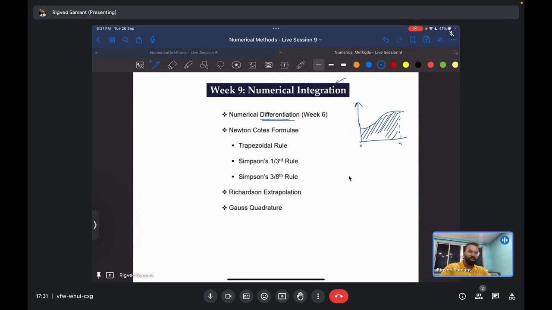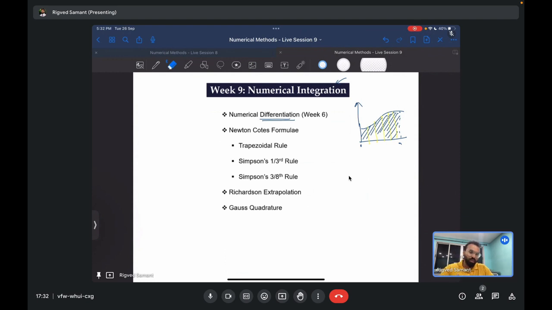In general we break it down into small regions. We narrow this region down by equidistant strips or equidistant intervals, and we find the area in each, so that we reduce the irregularities in the curve. The curvature of the curve will be reduced, and each strip might be a square or a trapezoid. So how to get these formulas is what we will see.